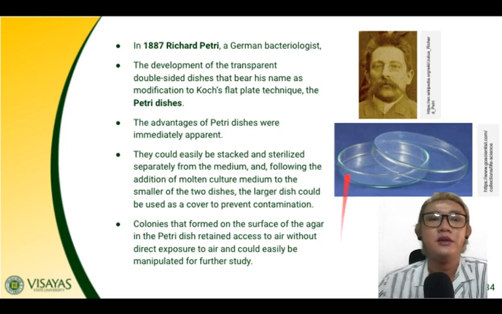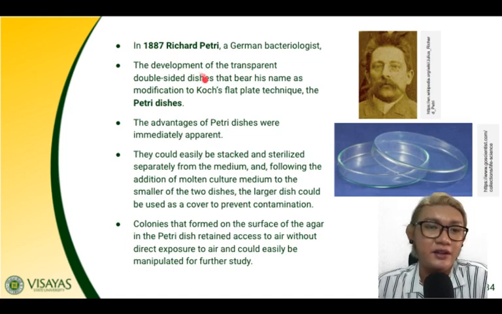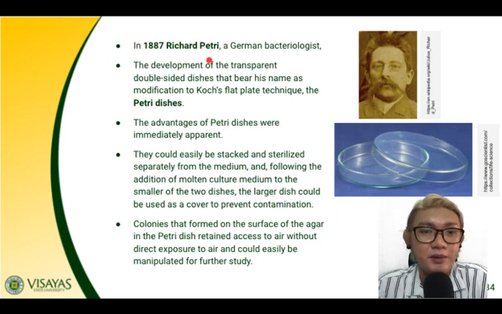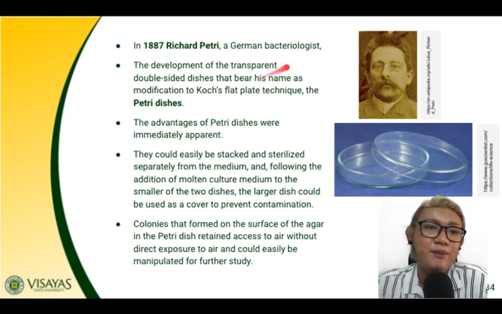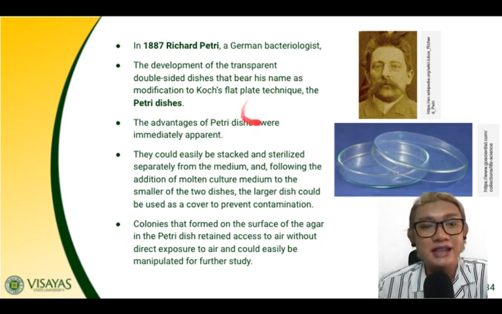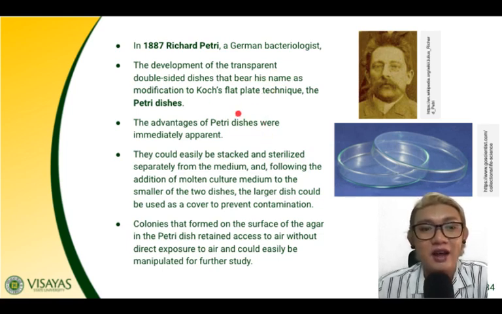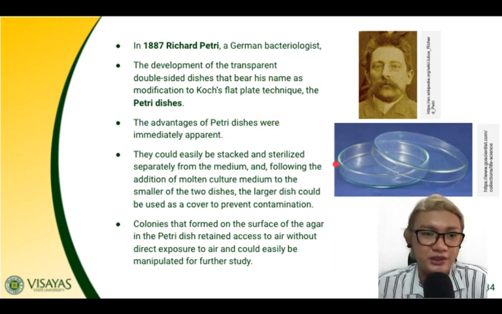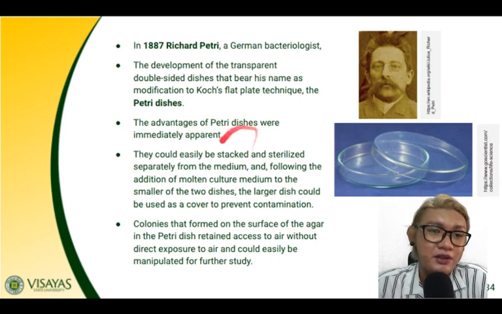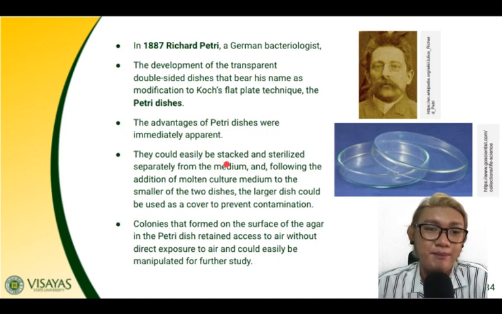Okay. In 1887, another scientist, Richard Petri, a German bacteriologist, developed transparent double-sided dishes that bear his name as a modification to Koch's flat plate technique. So he called it the Petri dishes. The advantage of Petri dishes was immediately apparent.